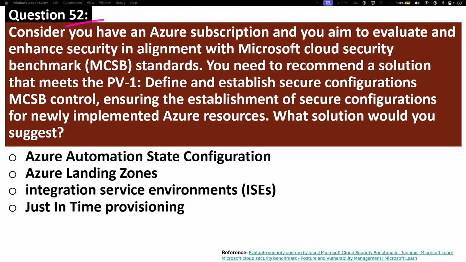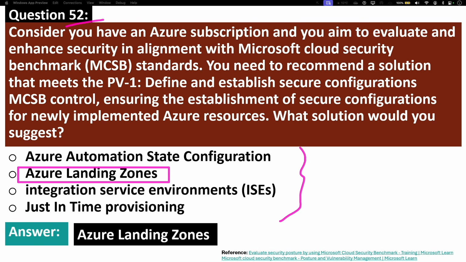Let's look at question 52. Consider you have an Azure subscription and you aim to elevate and enhance security in alignment with Microsoft Cloud Security Benchmark, or MCSB, standards. You need to recommend a solution that meets the PV1, that is, define and establish secure configuration MCSB control, ensuring the establishment of secure configurations for newly implemented Azure resources. What solution would you suggest? Let's look at the four options available. The correct answer is Azure Landing Zones.